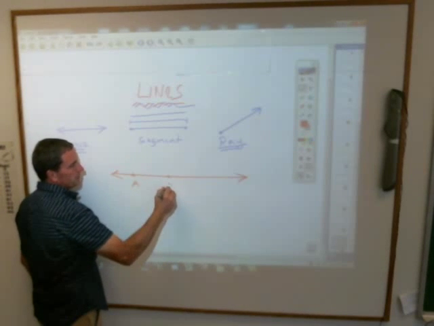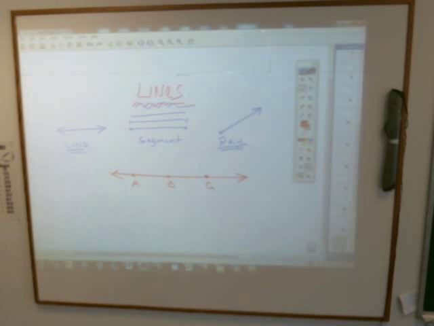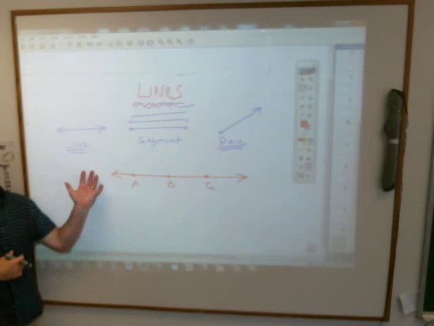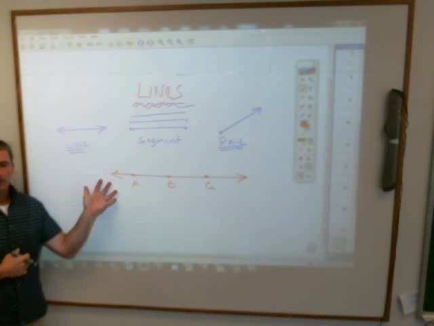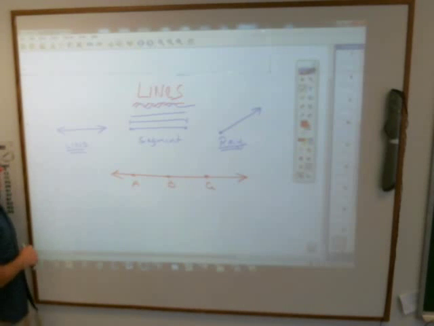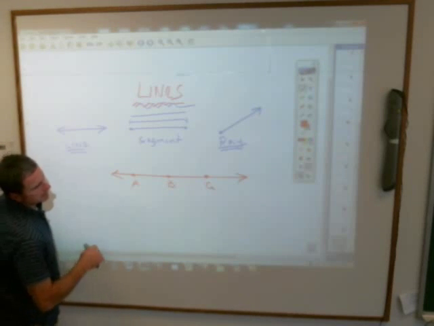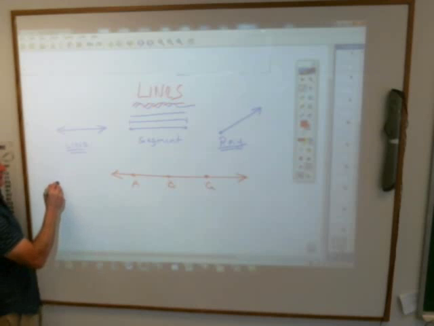A, I can go B, and I can go C. On this particular line, you can have all those sort of things. You can have segments, you can have lines, you can have rays. So you have to be careful with that. If I wanted to tell you I was only talking about ray BC, this is what it would look like.